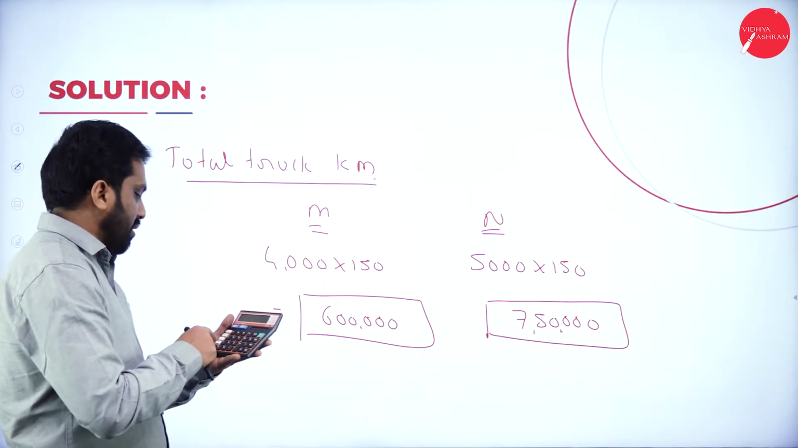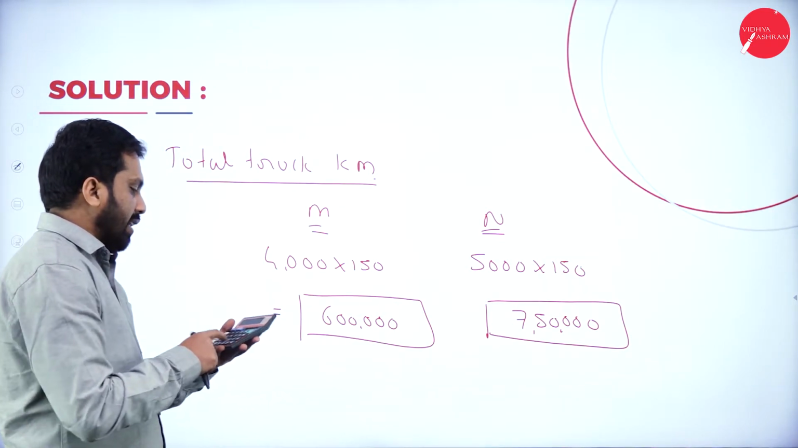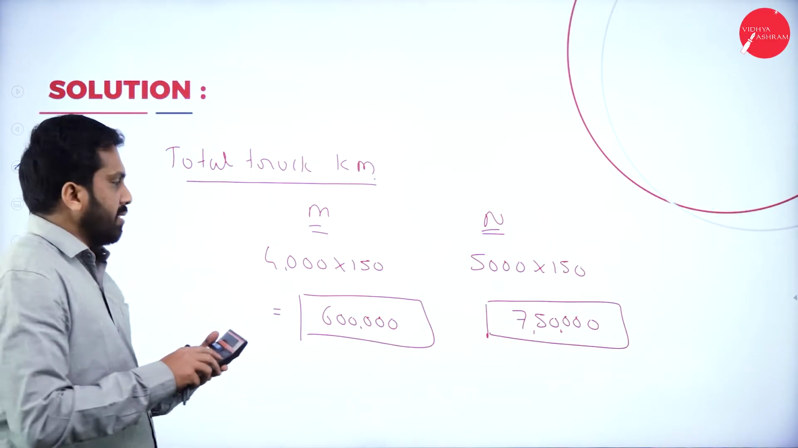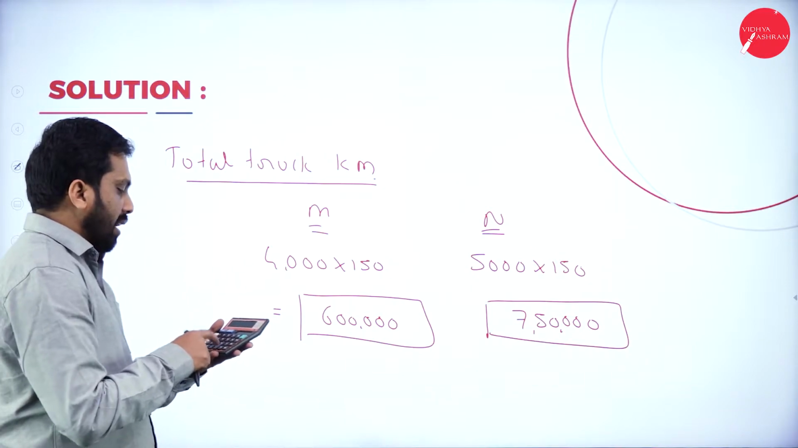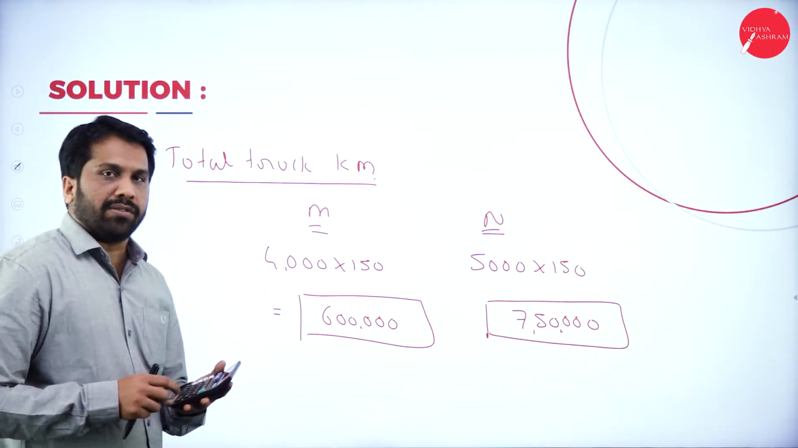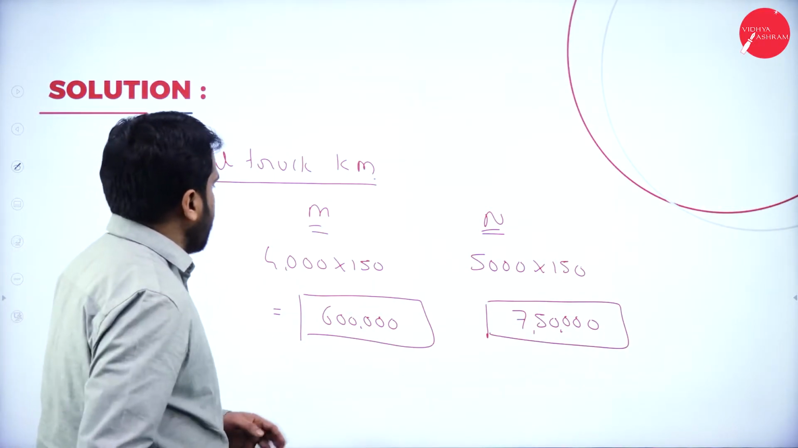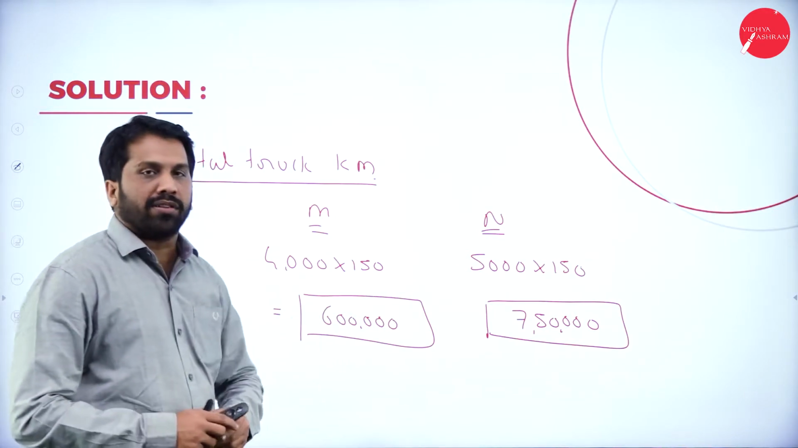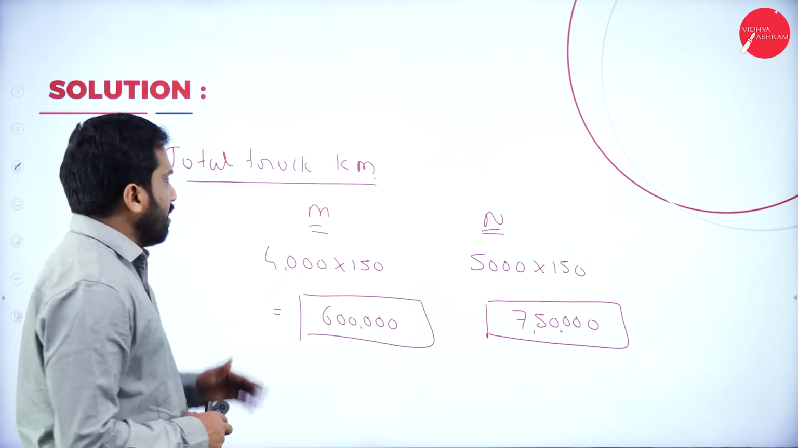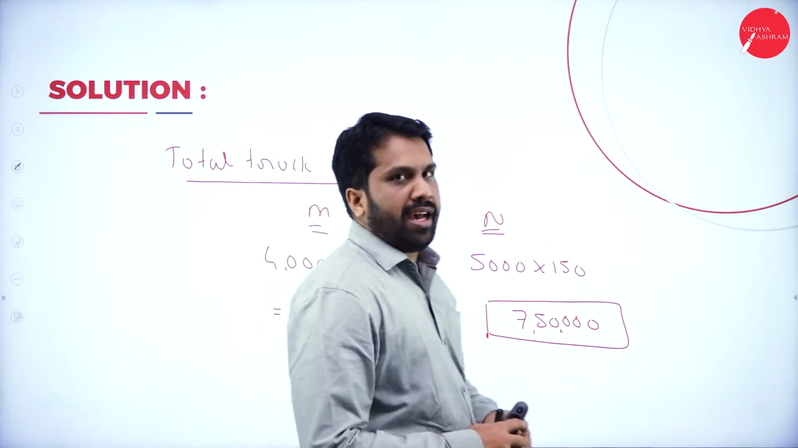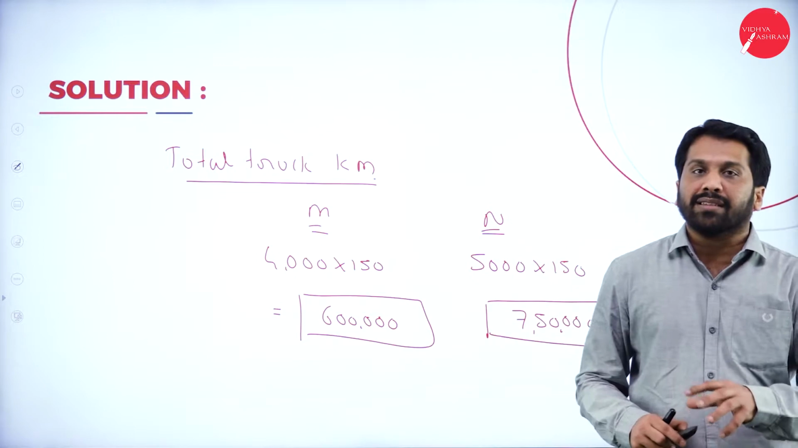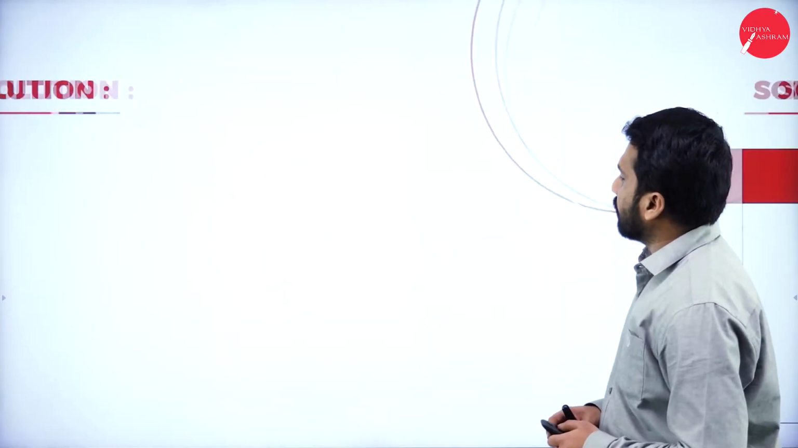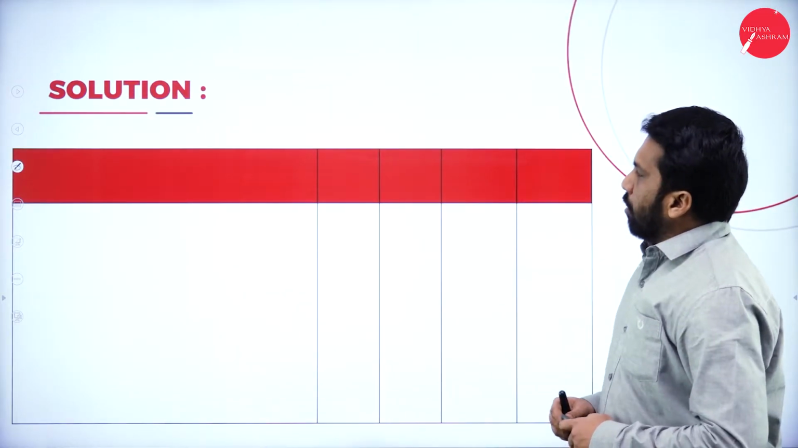4,000 multiplied by 150, I get around 6 lakh. Similarly, 5,000 into 150, I'll get 7,50,000. Hope you are clear. Now, we got 6 lakh and we got 7,50,000. This is the total truck kilometer, or total ton kilometers. Now, we'll go for your answer.